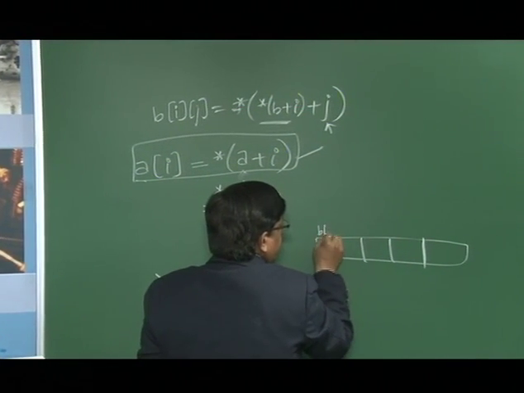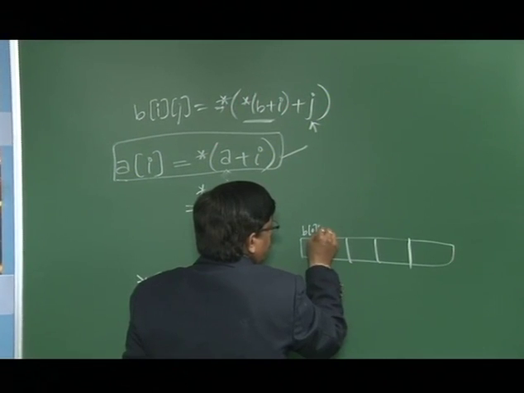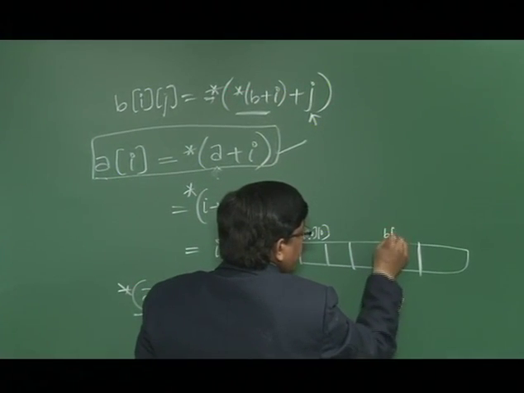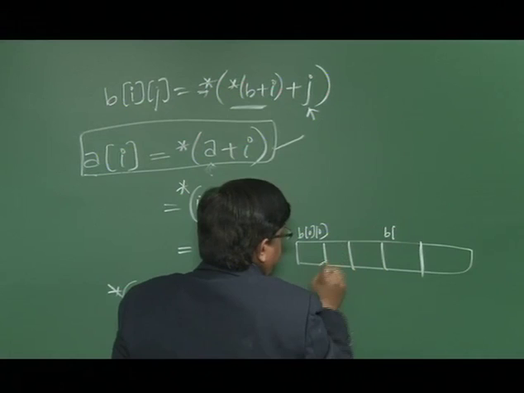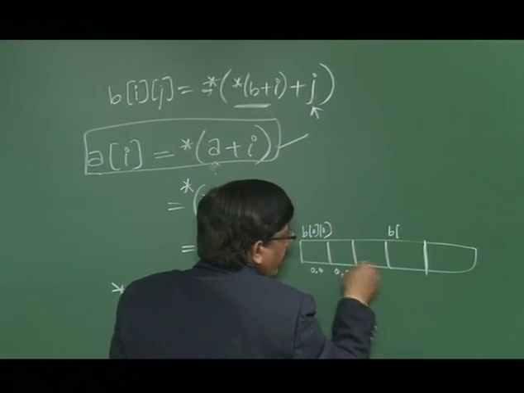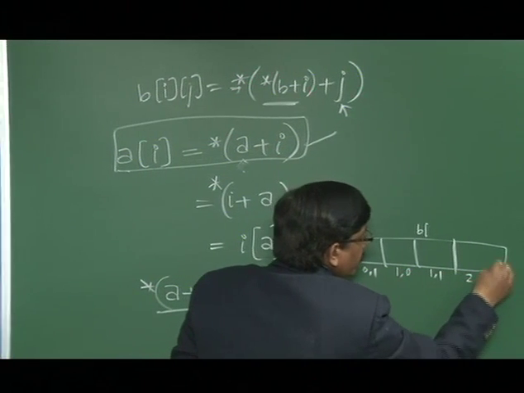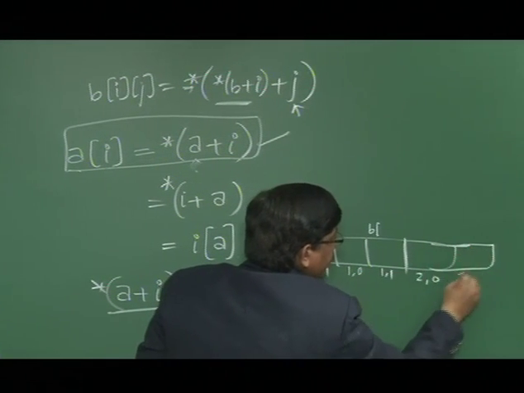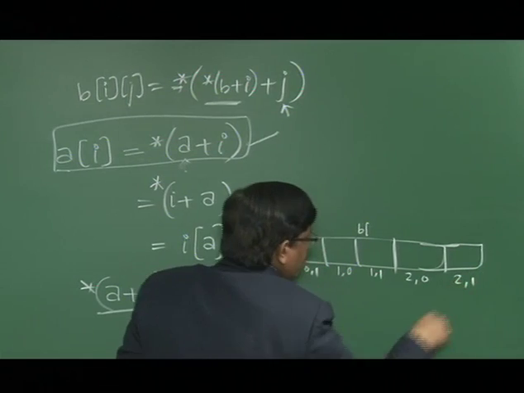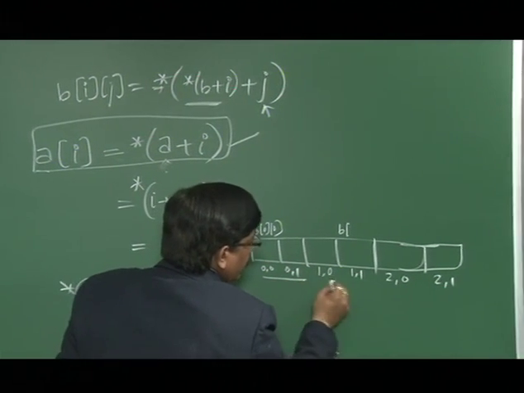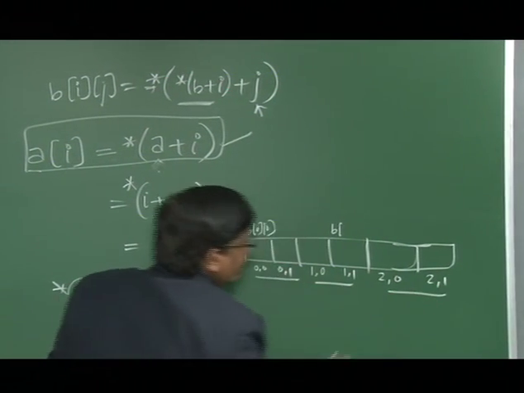Say for example, if it is B of 0 0, and somewhere here something like this is 0 0, 0 1, 1 0, 1 1, 2 0, and we have another element there, 2 1. So altogether we have, this is one row, this is another row, this is the third row. We have 3 rows there.